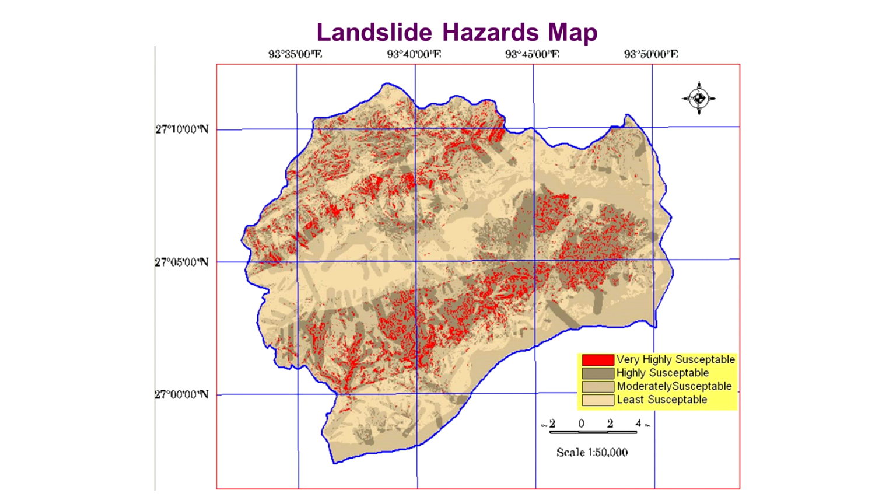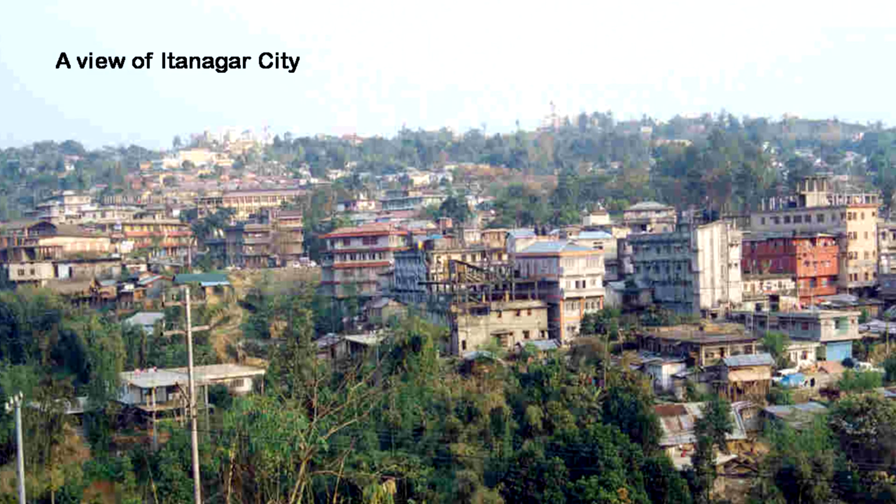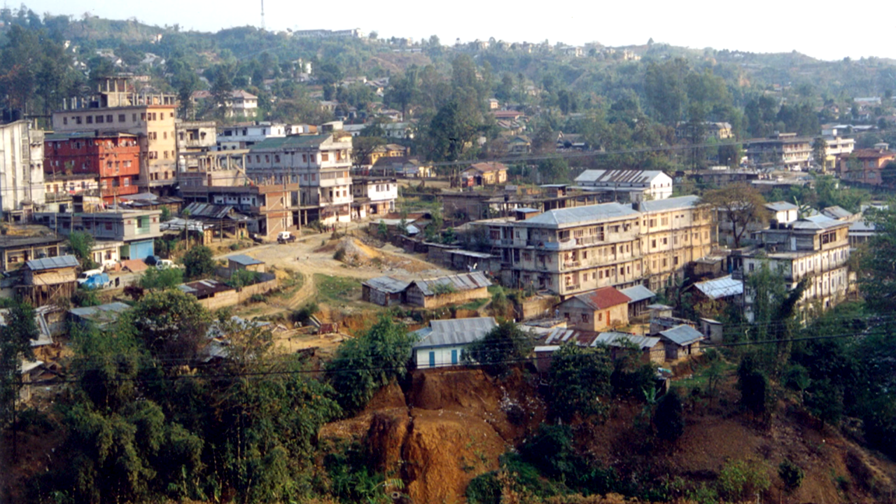This is the final output map, where it shows the highly susceptible areas, very high susceptible areas, moderate susceptible areas or least susceptible areas. In fact, everybody wants to settle down in the urban town. Now, we can see a view of the Itanagar city, how people are coming out without considering the bearing capacity of the soil in that area.